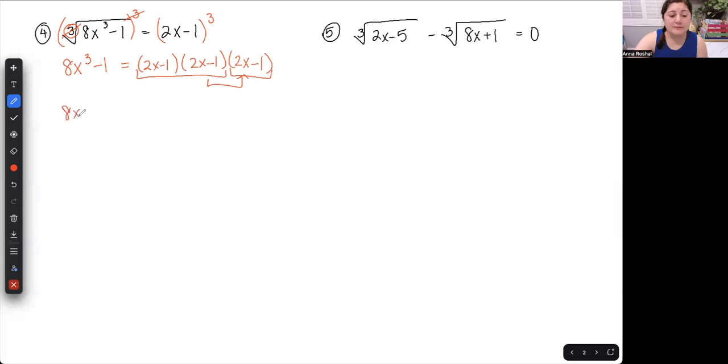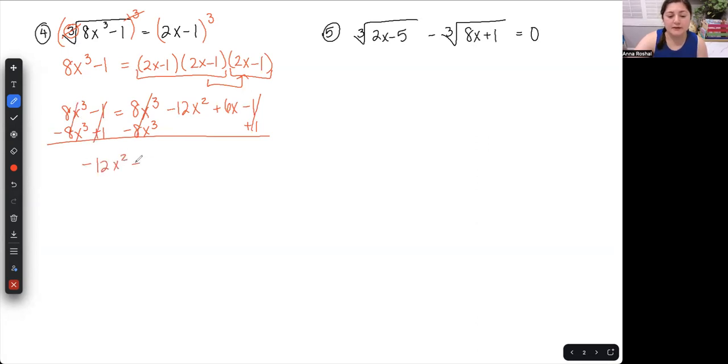Now, I've already done this math before, and just to make things move a little quicker, I'm going to copy it down from my screen ahead of time. Okay, so now I can solve this. I can subtract 8x cubed from both sides and add 1 to both sides. So these will cancel, and I'm going to be left with -12x squared plus 6x equals 0.